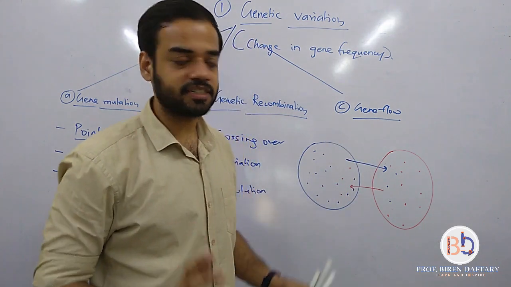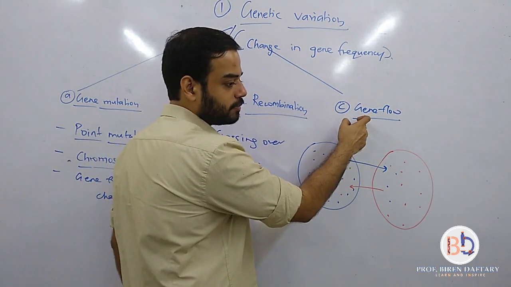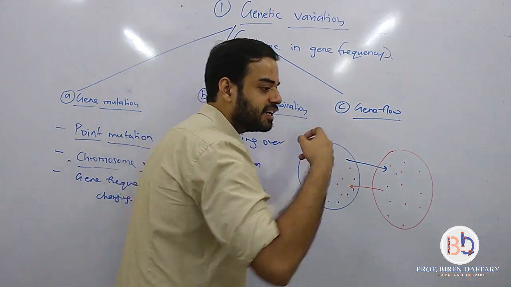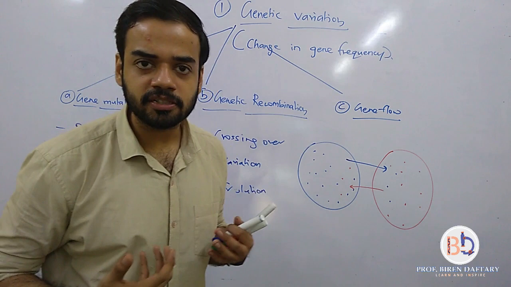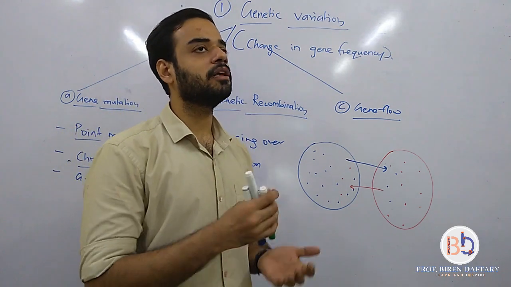Obviously gene frequency will change. Is this clear? So gene flow means what? The gene migrates from one population to other. It is normally due to migration of animals. Okay, I will give you an example.